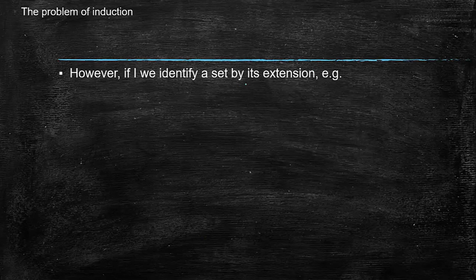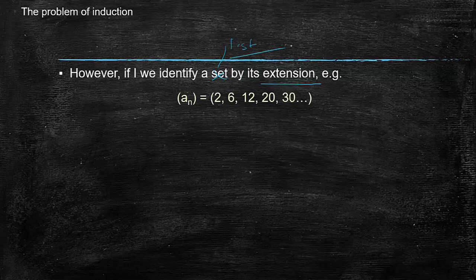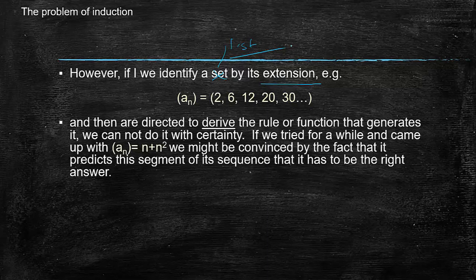However, if we identify a set by its extension, so 2, 6, 12, 20, 30, and you may have caught that I should have said list here, not set, and then are directed to derive the rule or function that generates it, we cannot do it with certainty.